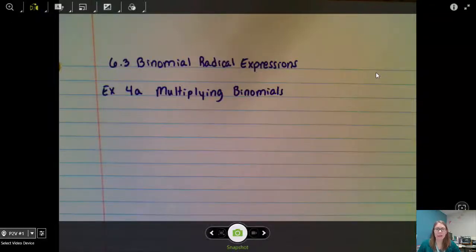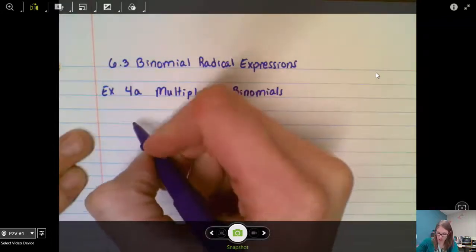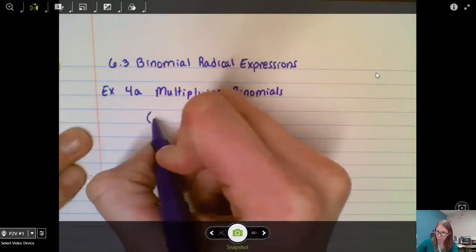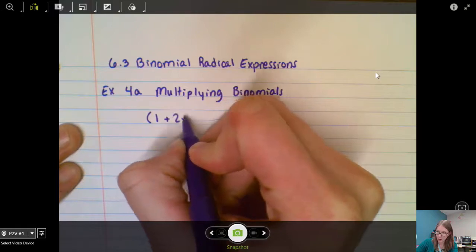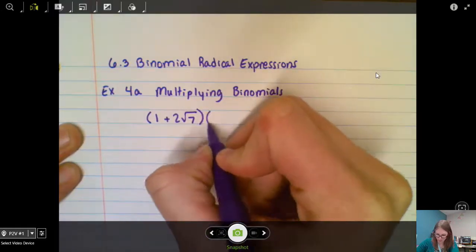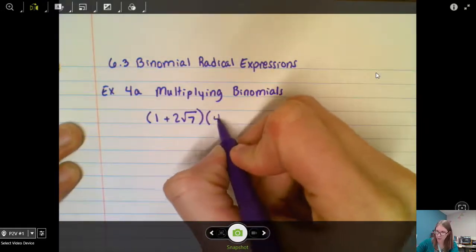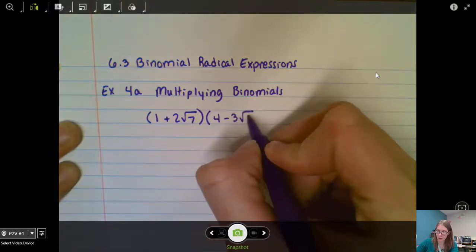So yesterday we simplified radicals by adding and subtracting. Today we're going to look at what happens when we are multiplying binomials with radicals in them. And in example 4a, I'm going to do two different situations here. Let's do first of all 1 plus 2 square root of 7 times 4 minus 3 square root of 7.